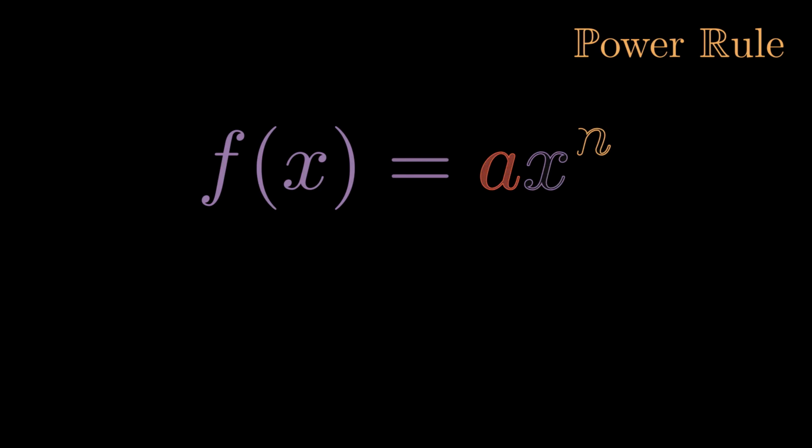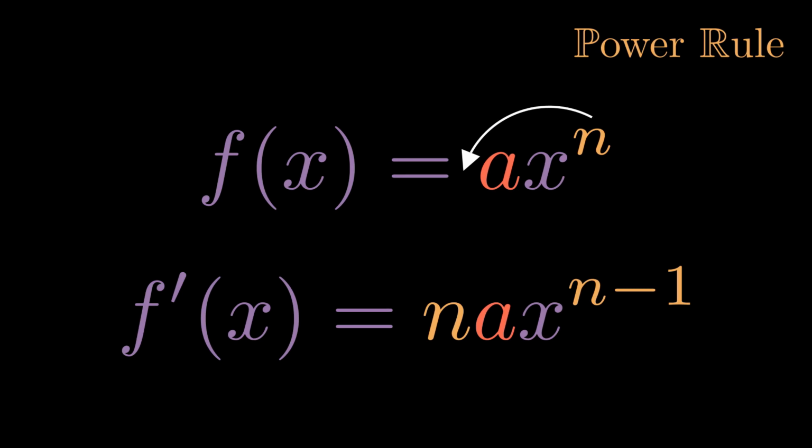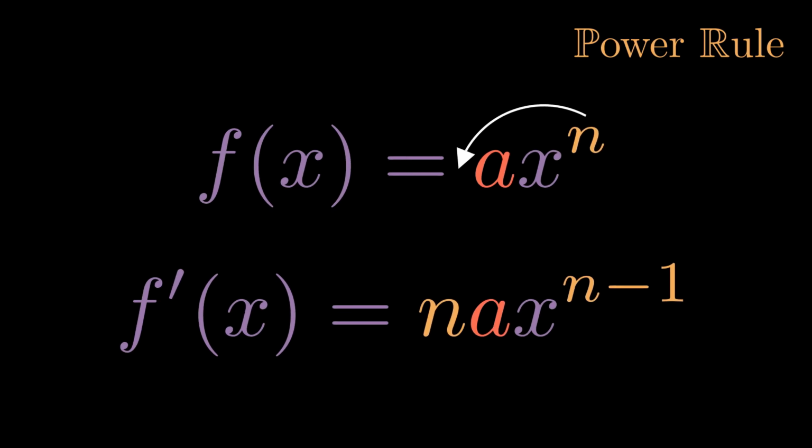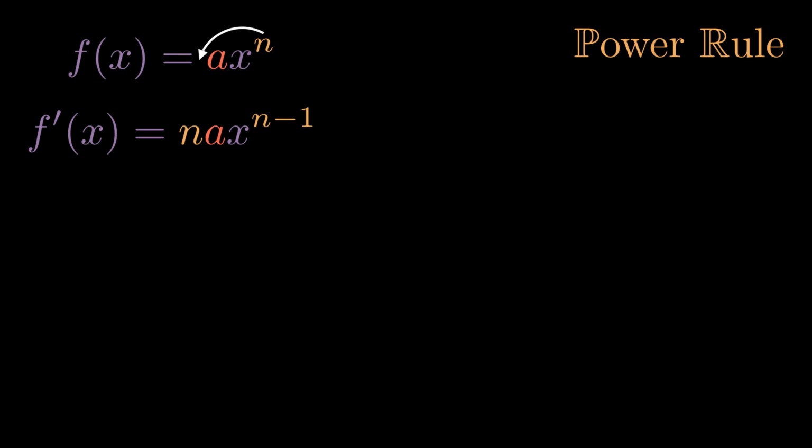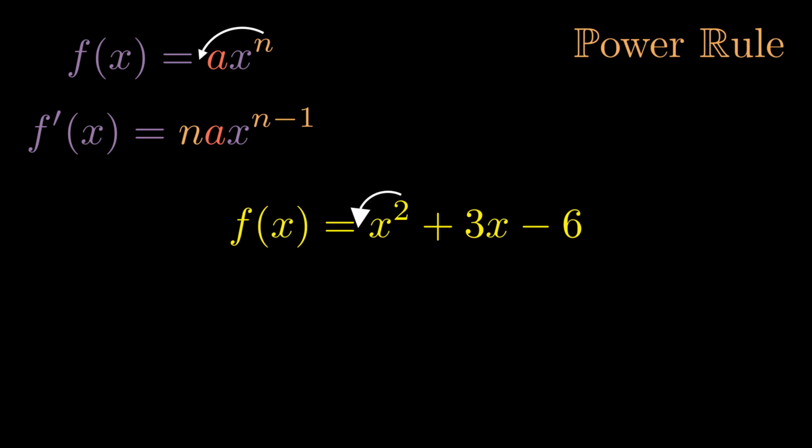I introduce you to the power rule, which states that a curve of the form y is equal to ax to the power n, where n and a are just numbers, will have the derivative of the form n times a times x to the power n minus 1. So for example, we can go back to our previous curve and treat each individual expression one at a time. For x squared, we can see that a is practically 1 and n is 2, and therefore the derivative is 2 times 1 times x to the power 1, which is 2x.